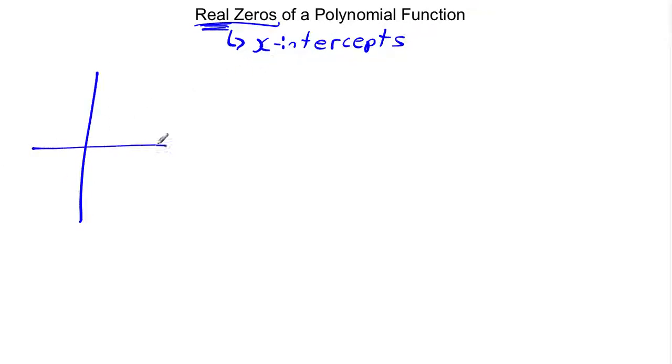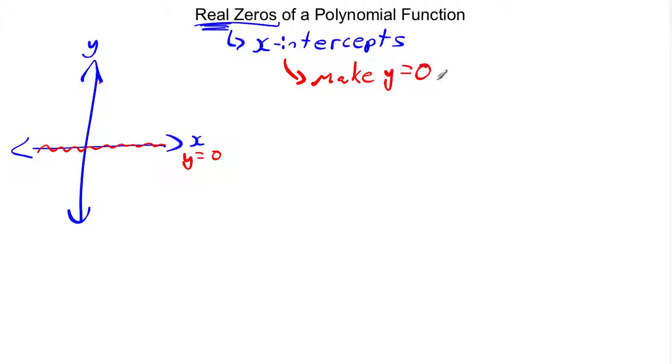So if you think about a graph with an x and a y-axis, what's true about this x-axis? This x-axis is where y is equal to 0. So for any polynomial function, you basically want to find the x-intercept. You want to make y equal to 0 and then solve for x.